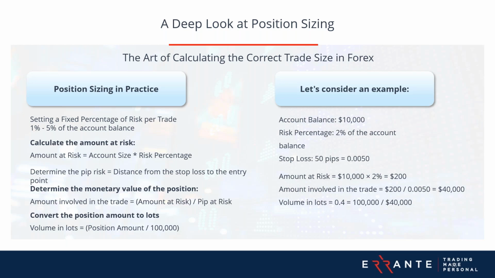And if we want to get the lot size, we can just turn this volume into lots by dividing the 40K by one standard lot unit, which is 100,000 or 100K, which results in 0.4 lots. This calculation shows you should trade 0.4 lots to stay within your risk management parameters, which is the potential loss of $200.